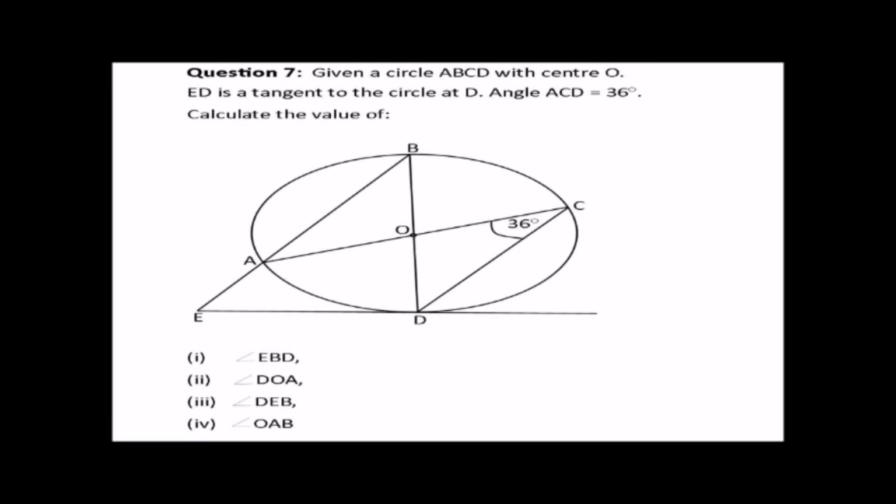And we move on to question 7. Given a circle ABCD with center O, ED is the tangent to the circle at D. Angle ACD is 36 degrees. Calculate the value of angle EBD, angle DOA, angle DEB, and angle OAB. Four angles, see if you can get them all.